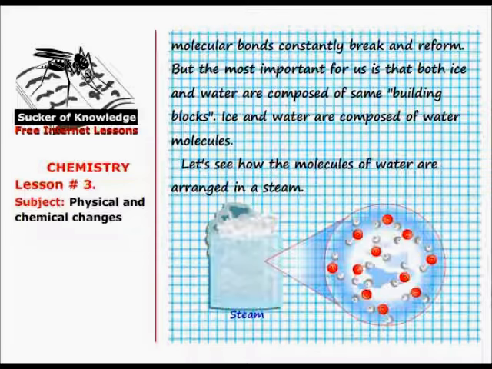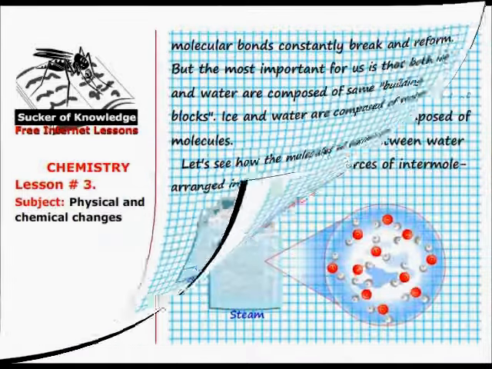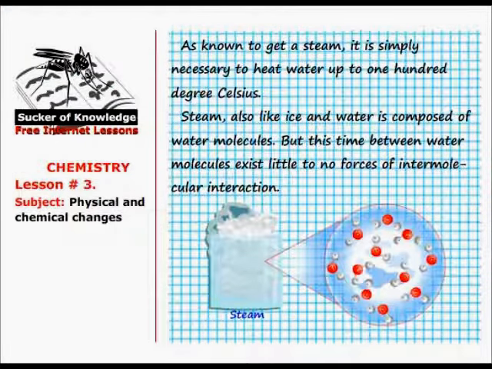Let's see how the molecules of water are arranged in steam. As known, to get steam it is simply necessary to heat water up to 100 degrees Celsius. Steam, like ice and water, is composed of water molecules, but this time between water molecules exist little to no forces of intermolecular interaction.